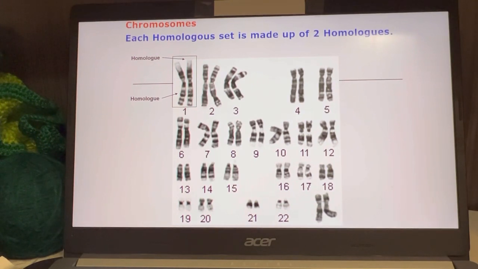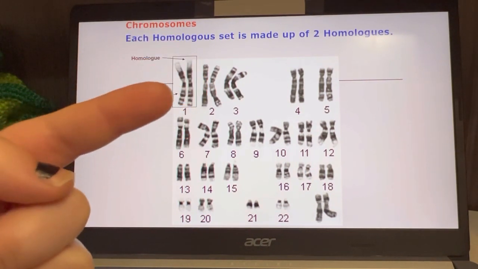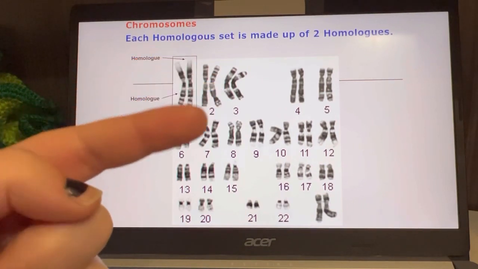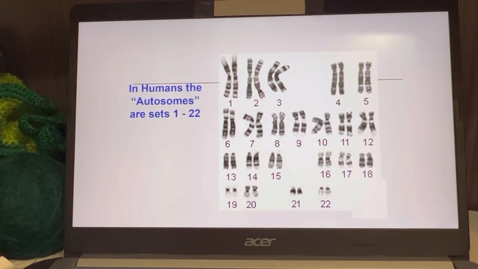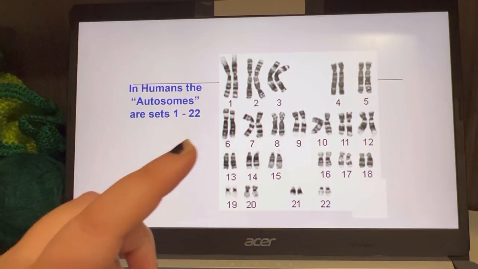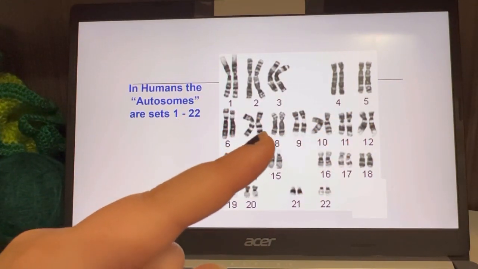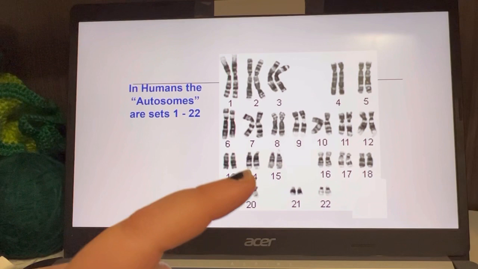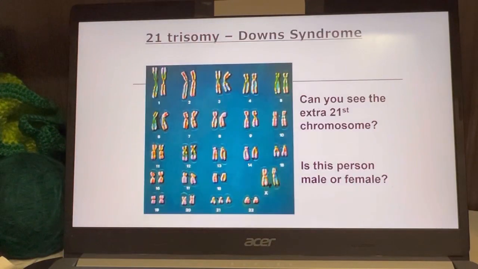Each homologous set is made up of 2 homologs. Homolog, together, homologous, all the way up for 22, except 23 is a little different because that's your sex pair. In humans, the autosomes are sets 1 to 22. They pair up, they're the same size, and they code for the same genes. Autosomes code for most of the offspring traits.